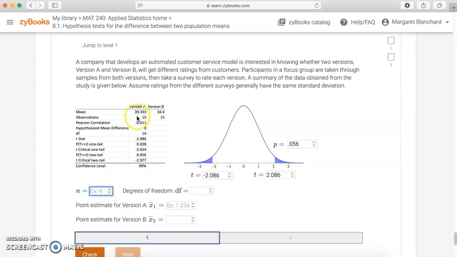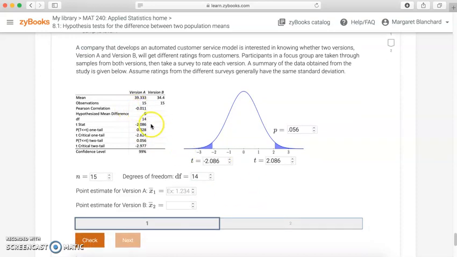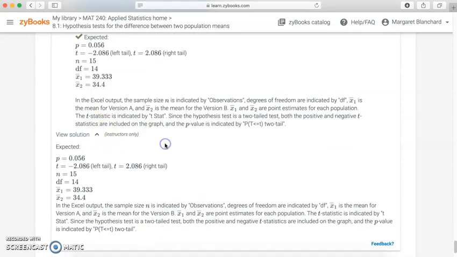All right, so N we're given as 15 right here. And we know that it's the same 15 and that it's a paired test in this case. Our degrees of freedom is going to be 14. That's N minus 1, and we get it right here also. Our point estimate is going to be that X bar: we have 39.333, and then for X bar 2, we have 34.4. Let's check our answer. Green little check mark.